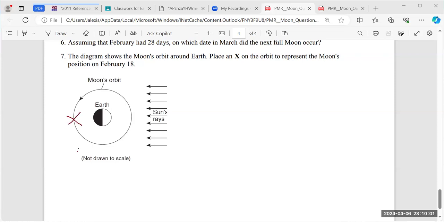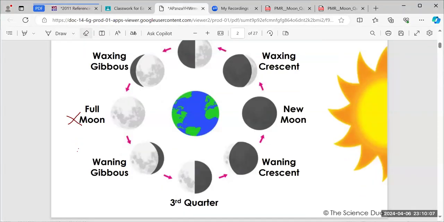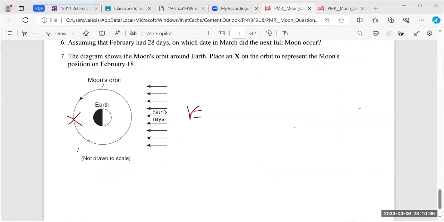Another way that I know that a full moon will take place here is because when I look at my diagram, a full moon always occurs when the earth is between the moon and the sun. A new moon occurs when the moon is between the earth and the sun. A full moon occurs when the earth is between the moon and the sun. So that's one of the reasons why we know that we're going to place our X right here where full moon occurs. And that's something you do have to know.